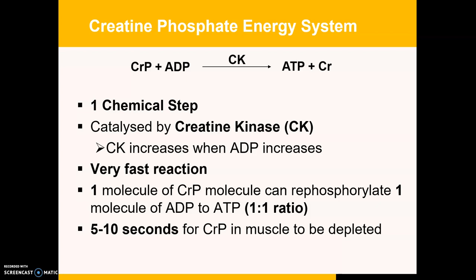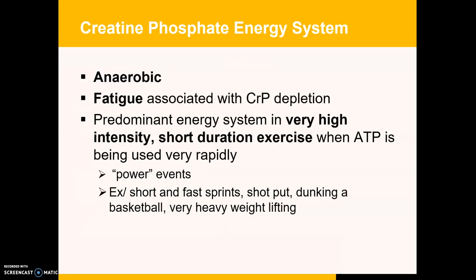It takes 5 to 10 seconds for creatine phosphate in muscle to be depleted, that is the duration. It is anaerobic; this energy system does not use oxygen. Fatigue is associated with creatine phosphate depletion, and it is also the predominant energy system in very high intensity, short duration exercise when ATP is being used very rapidly. So it is usually used in power events. As I mentioned just now, in short and fast sprints, shot put, dunking a basketball or very heavy weightlifting.